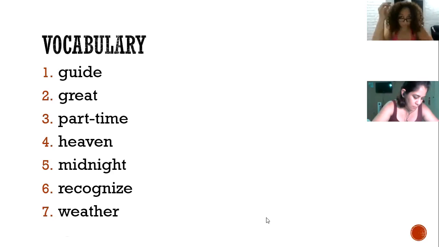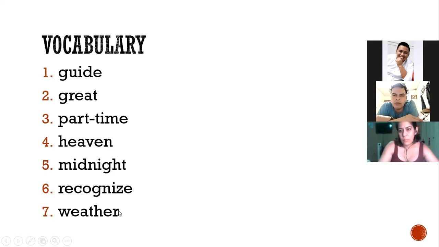Any other question? Yes, teacher. Yes, tell me. What is the meaning of weather? Weather is the climate. When it's raining, when it's cloudy, when it's sunny, when it's hot, when it's cold, right? The weather, okay, the climate, right? Okay. Understand? Good. Any other question? Okay, so let's continue, right?